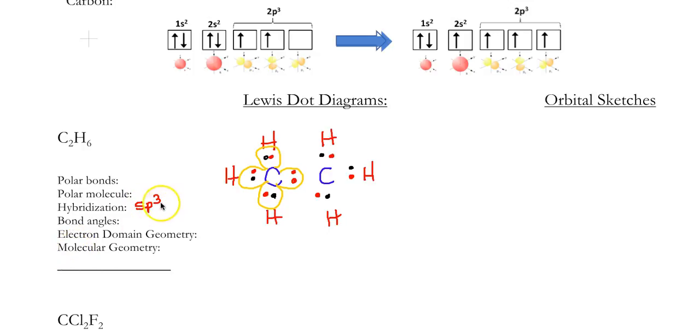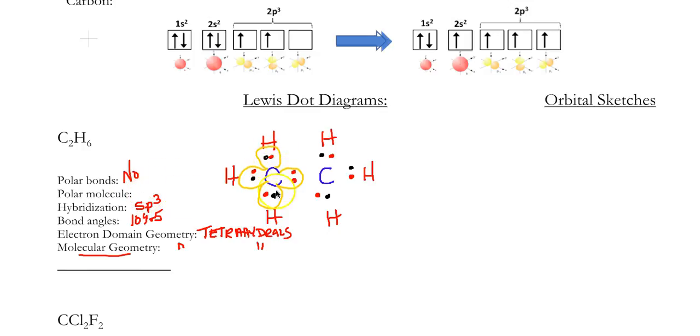Okay, and because it's sp3, I know the bond angles are 109.5. And because it's sp3, I know the electron domain geometry of the internal carbons, the central carbons, is tetrahedral. That's automatic. No ifs, ands, or buts about it. Okay, so the molecular geometry is also going to be tetrahedral for both of these because there are no lone pairs. All right, polar bonds, well, between carbon and hydrogen, we say no because they share approximately equally.